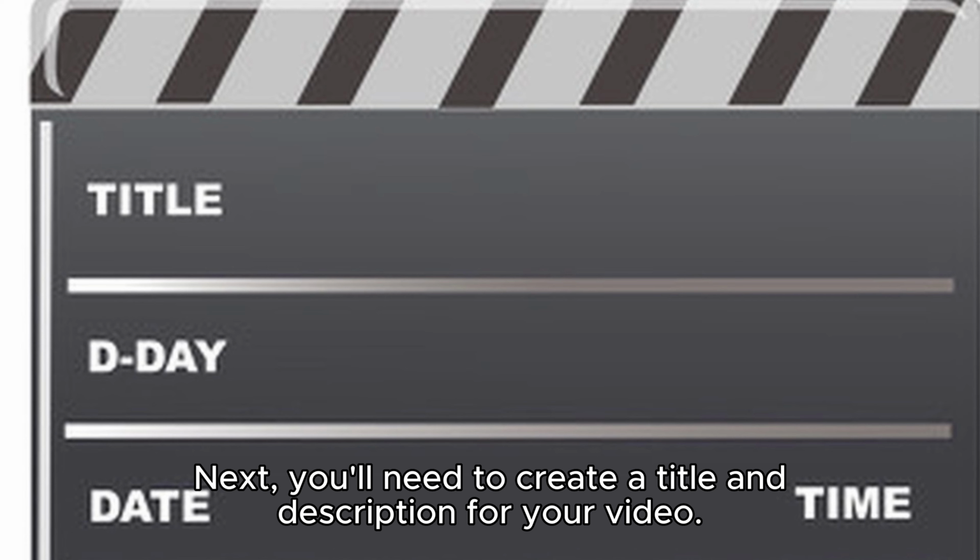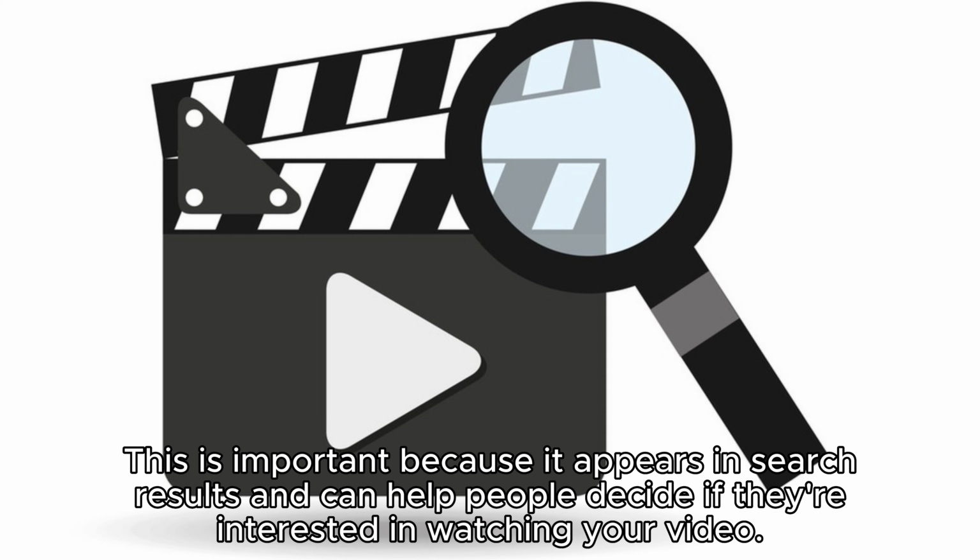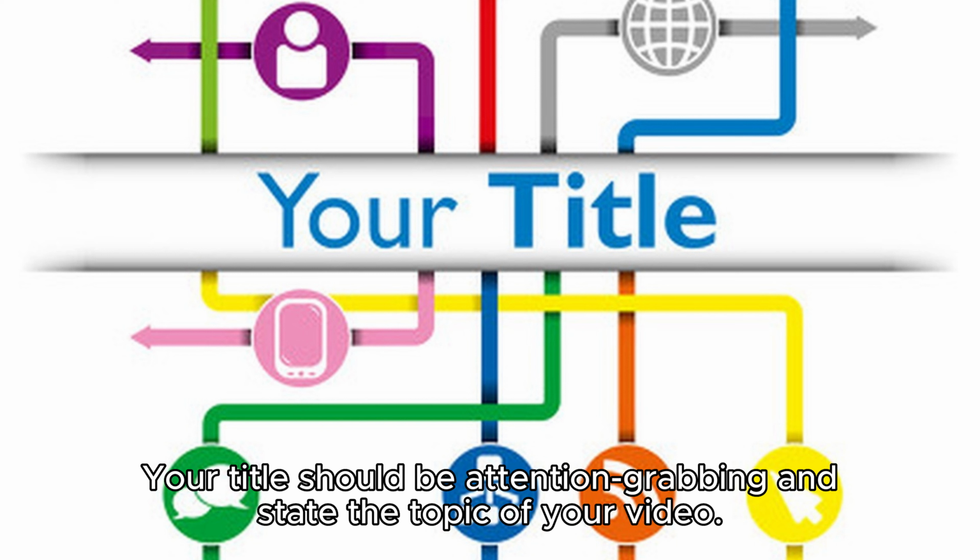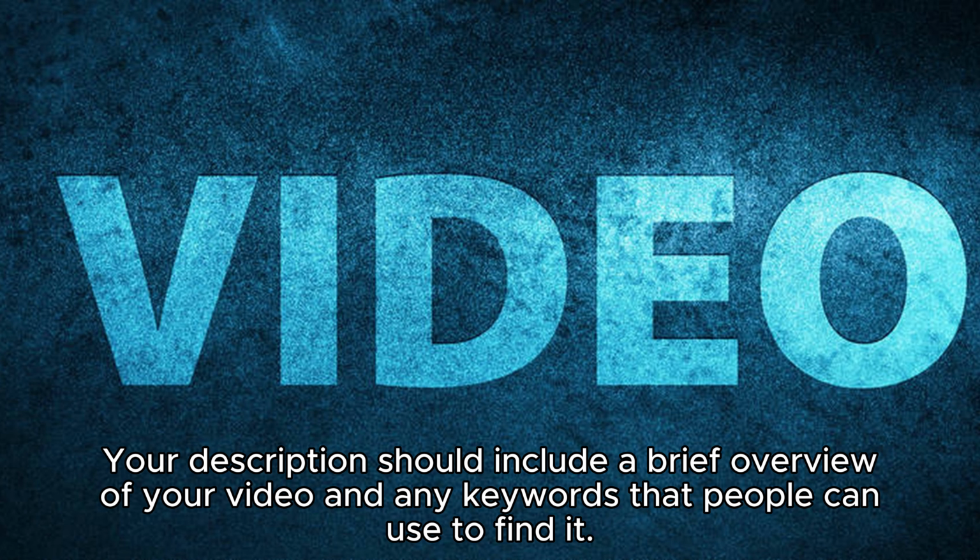Next, you'll need to create a title and description for your video. This is important because it appears in search results and can help people decide if they're interested in watching your video. Your title should be attention-grabbing and state the topic of your video. Your description should include a brief overview of your video and any keywords that people can use to find it.